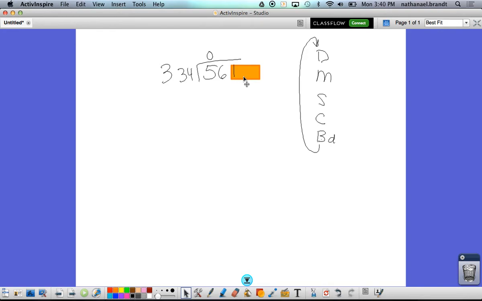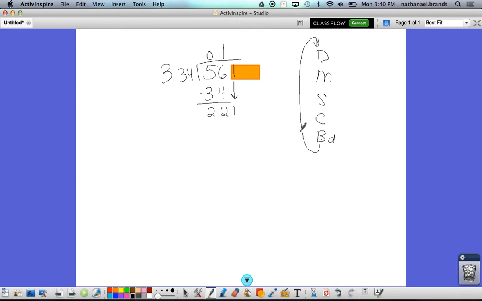So now I start to think of the next one, 56. 56 divided by 34. Well, 2 30s would be 60, and I know that I can't get another one in, so there's just going to be one group of 34 in 56. 1 times 34 is 34. Then I subtract. 6 minus 4 is 2. 5 minus 3 is 2. 22 is less than 34. And then I bring down the 1.